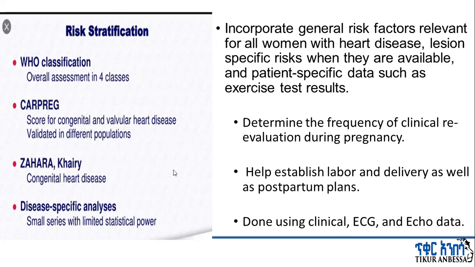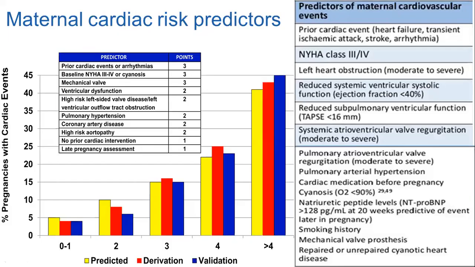So we have some classification and risk stratification tools: the CARPREG, the ZAHARA risk score, and the WHO score. As you all know, the CARPREG risk score is the oldest and first maternal cardiac risk predicting tool, which consists of 10 cardiac risk predictors, 6 of which are general risk factors and the others are lesion-specific risk factors. This is derived from a prospective observational cohort study from 2 major tertiary hospitals in Canada, involving 1,308 completed pregnancies.